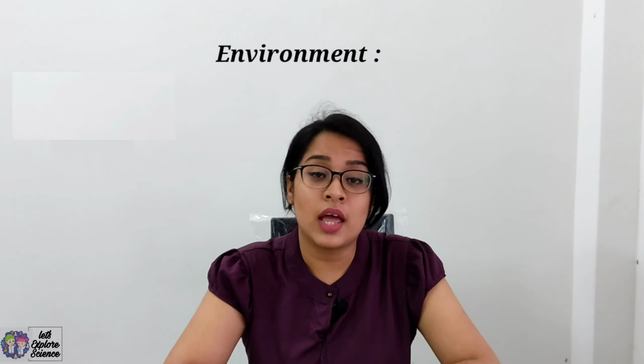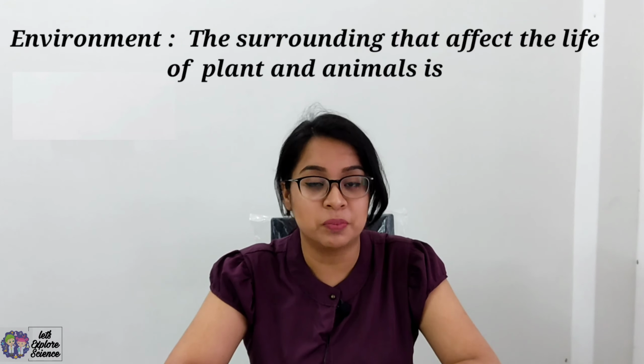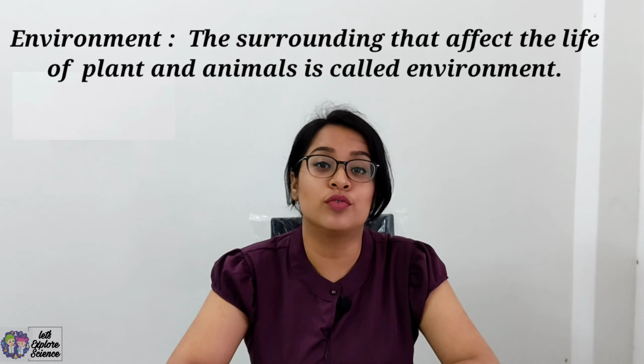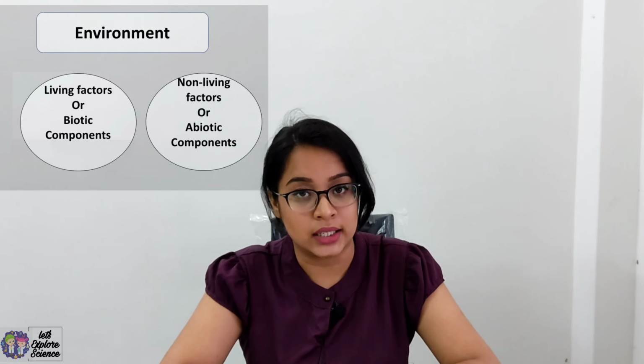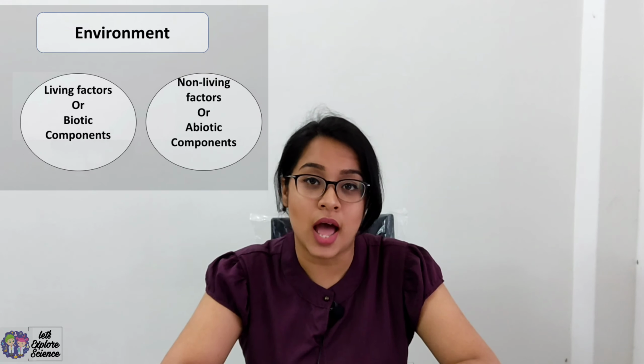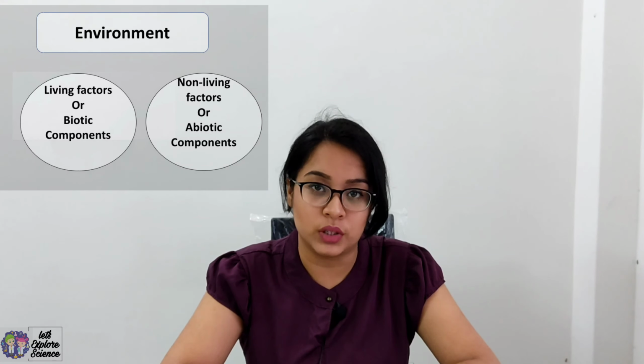First is environment. What is environment? Environment is the surrounding that affects the life of all the plants and animals. Environment means each and everything around you, like it may be the trees, or the buildings, the rivers, lakes, everything. So, environment consists of two main factors, that is the living component and the non-living component.